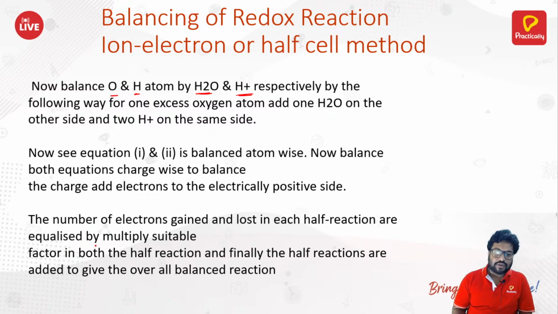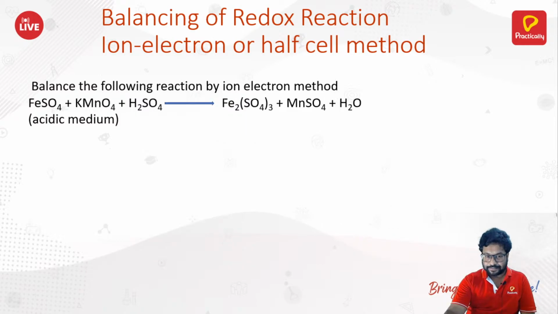Okay, you need to multiply it by a suitable factor. Everything else remains the same. You only need to divide the reaction into two halves: the oxidation half and the reduction half. Let's see how we can do that. Say this reaction: balance this reaction by the ion electron method. This reaction is happening in acidic medium.